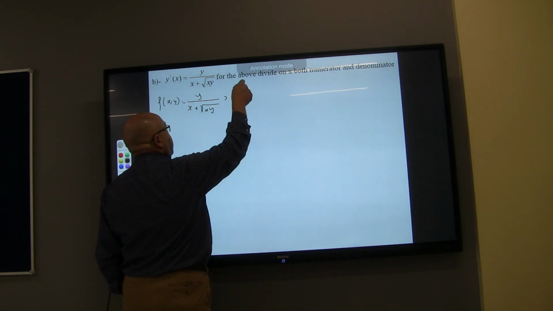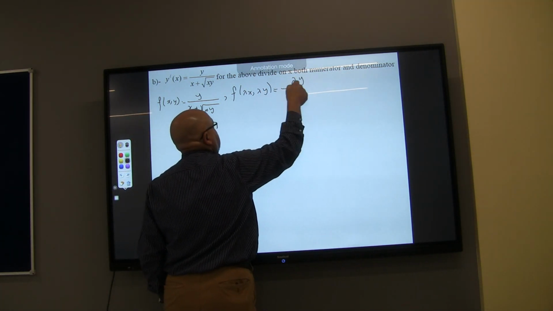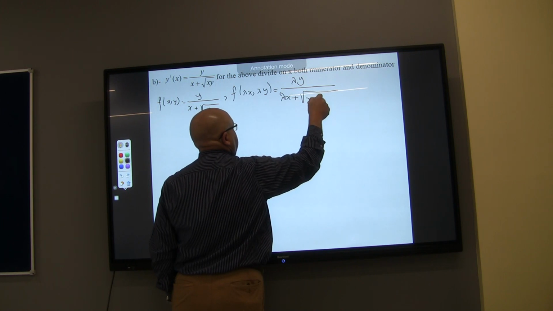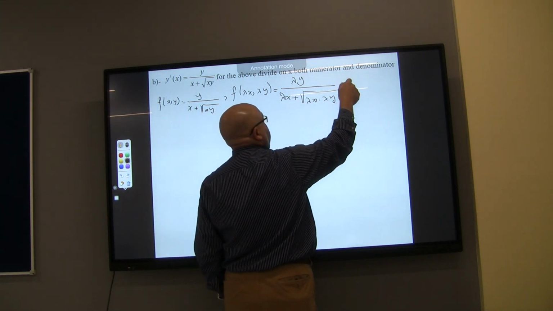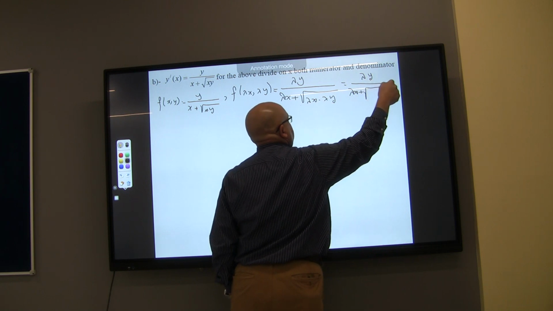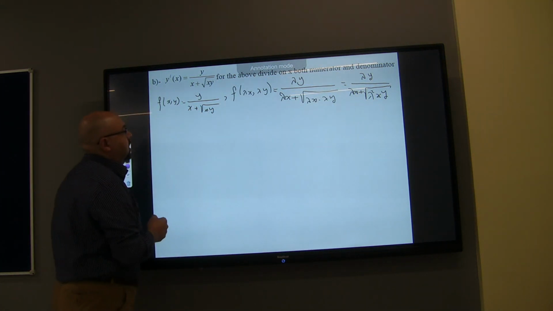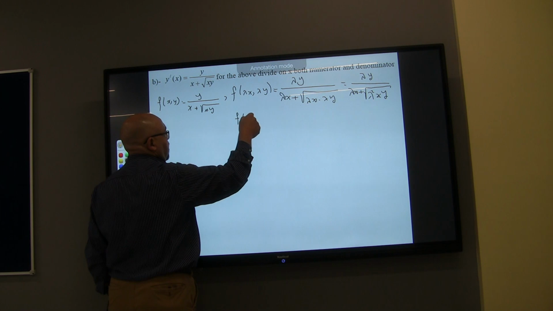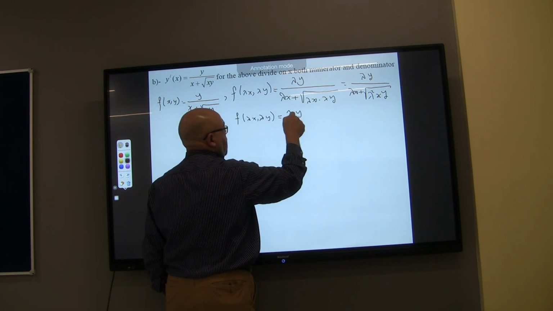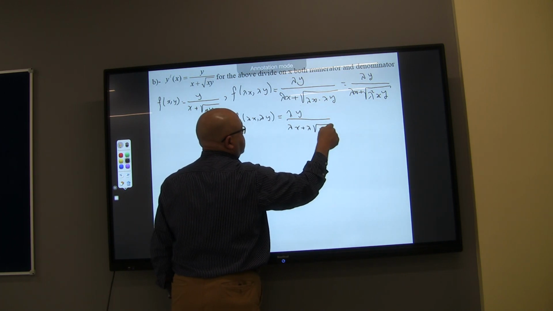Okay, let's get f of lambda x, lambda y, which is going to equal lambda y divided by lambda x plus the square root of lambda x times lambda y, which is going to equal lambda y divided by lambda x plus the square root of lambda squared xy. Let's take lambda squared outside the bracket, so we will have f of lambda x, lambda y equal to lambda y divided by lambda x plus lambda times the root of xy.